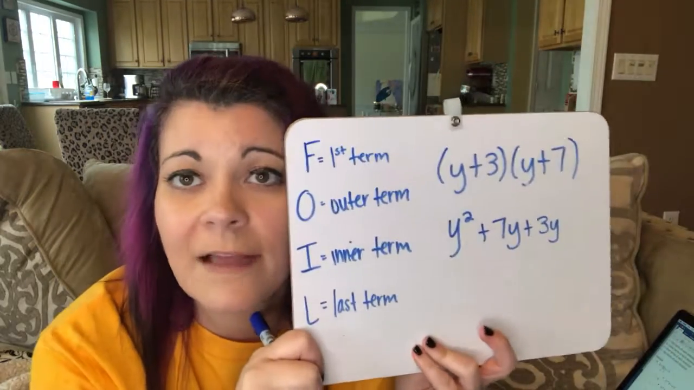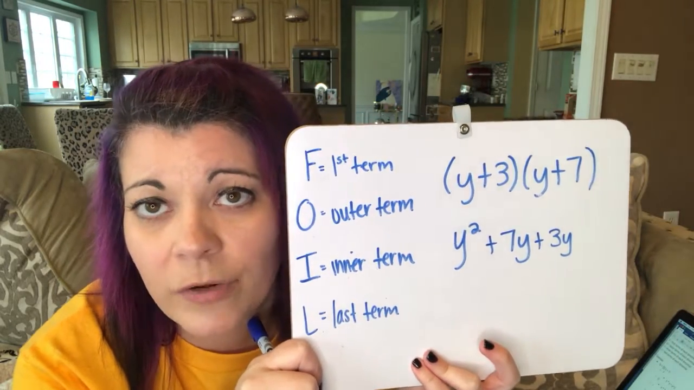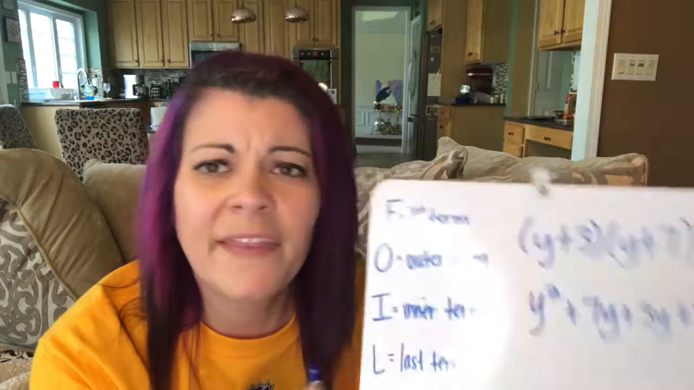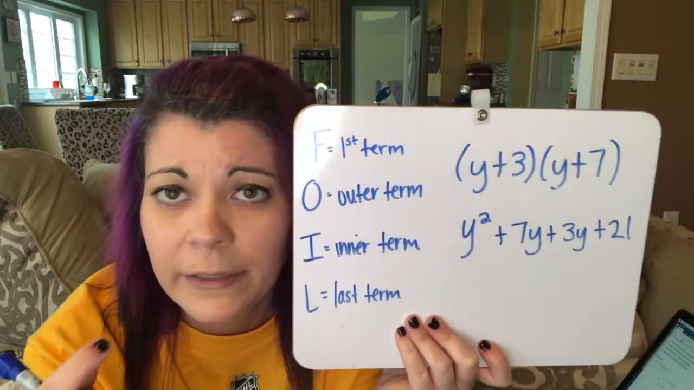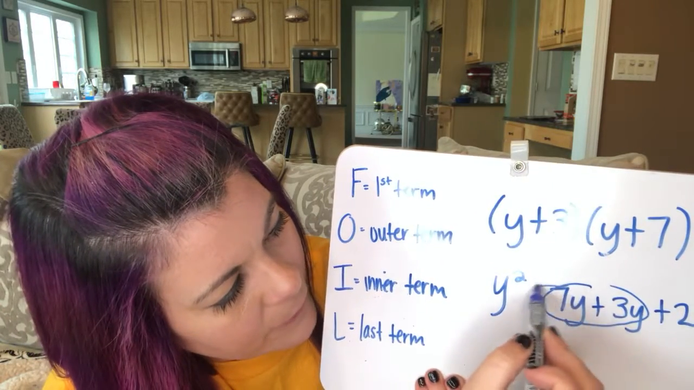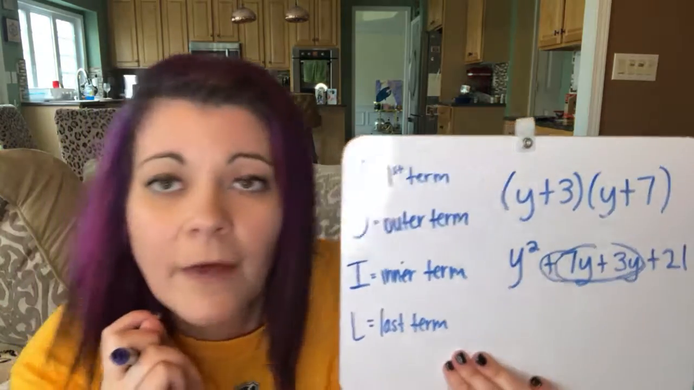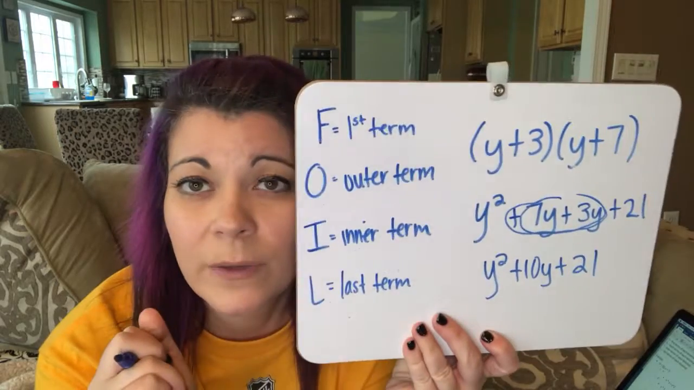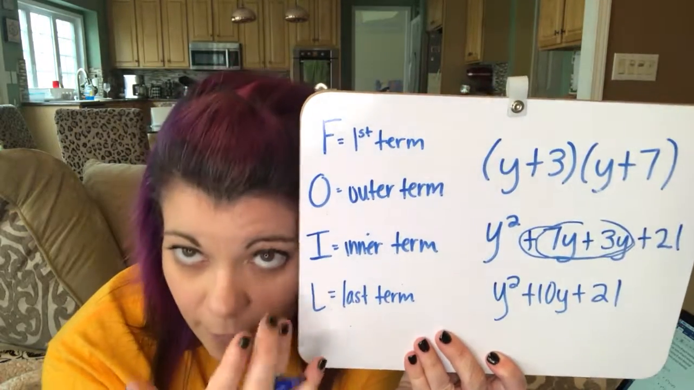And then L, the last terms of each binomial, is 3 and 7. So 3 times 7, because it's positive 3, positive 7, is a positive 21. In this case, you should be able to combine your middle terms when you do FOIL. So we combine these. Again, we want to take the operation in front. So positive 7 plus 3. So 7 plus 3 is 10. So that's a positive 10. So 10y plus 21. So y squared plus 10y plus 21. And this is how you multiply using FOIL.